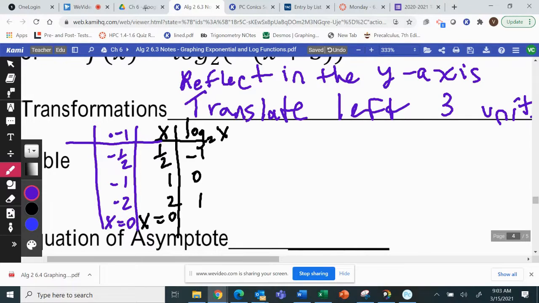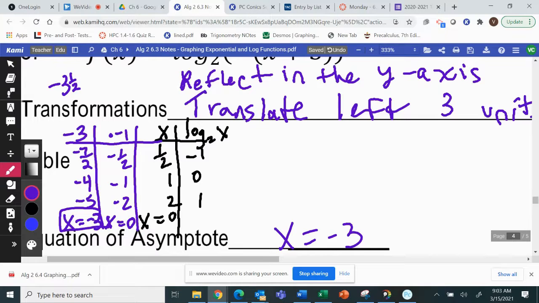Then we are going to go left 3, subtract 3. So if I subtract 3 and subtract 1/2, that's -3 1/2, which is -7/2. Subtract 3, I get -4. Subtract 3, I get -5. Can I subtract 3 from 0, which is the asymptote? So I get x equals -3. So that is my asymptote, x equals -3.